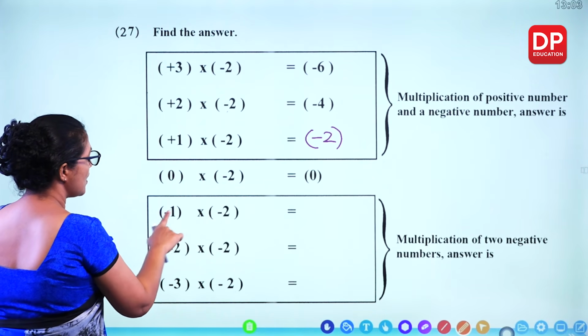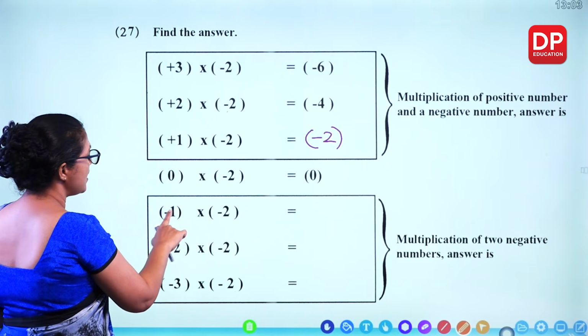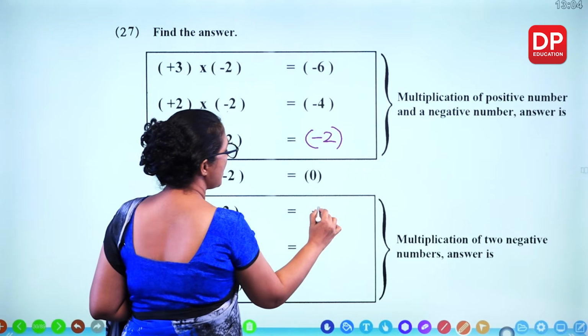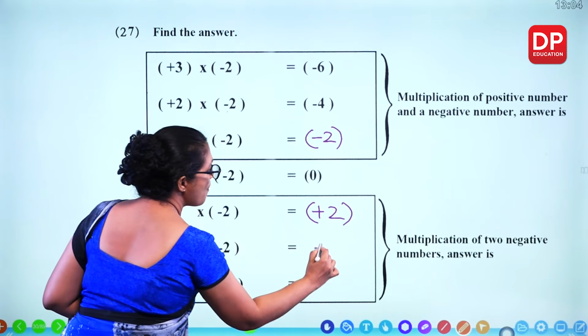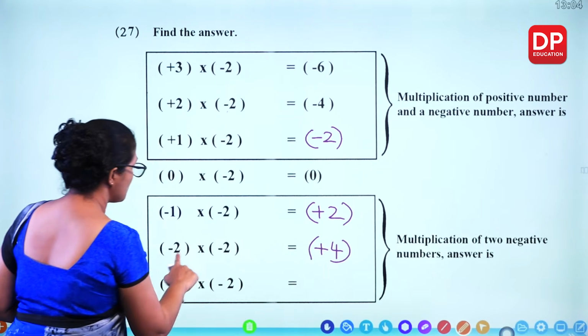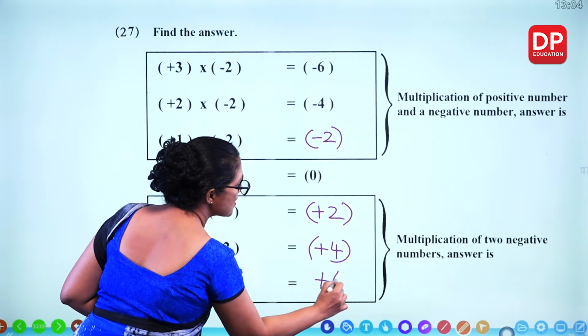Now look at this one. Same sign. Minus and minus. So you get positive 2. 2 times 2 plus 4. Because both are negative, you get plus 6.